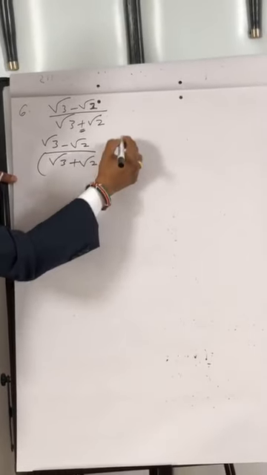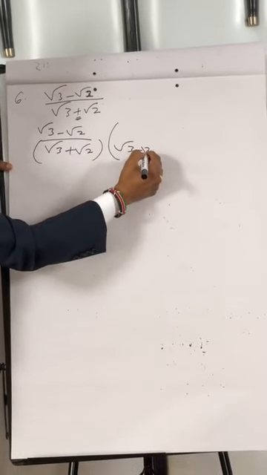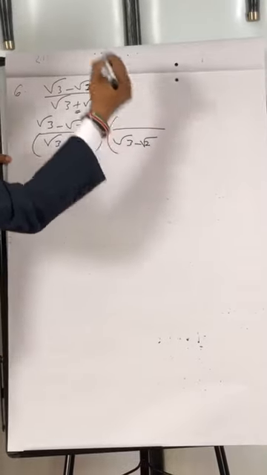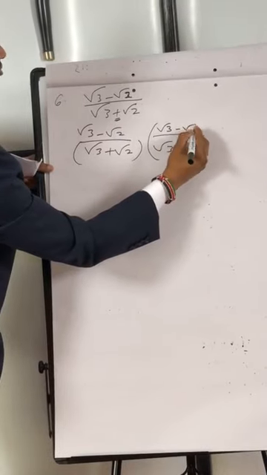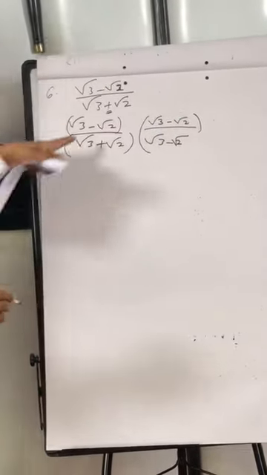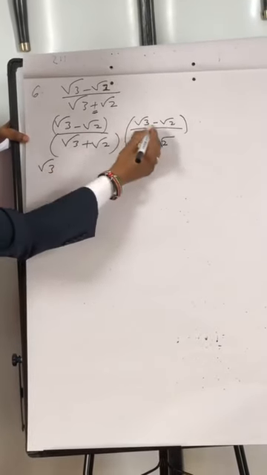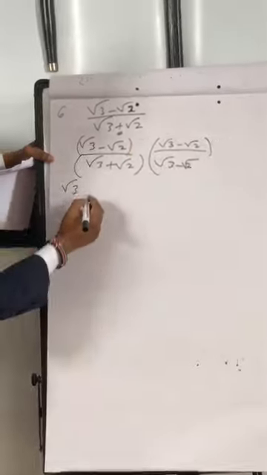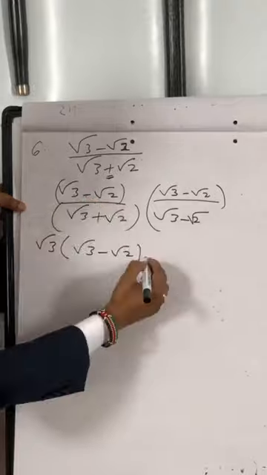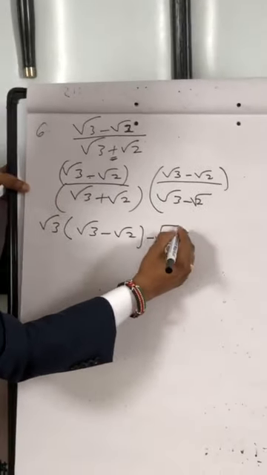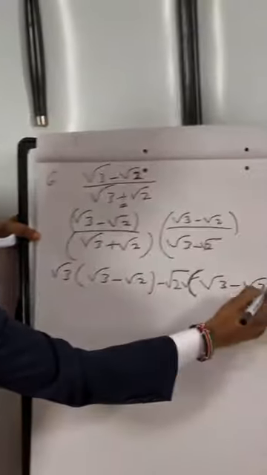But you multiply by the conjugate, which is root 3 minus root 2, both the denominator and the numerator. So the numerator is also multiplied by root 3 minus root 2. Then you expand. We have root 3 times what's on the other side of the bracket, root 3 minus root 2, then again minus root 2 into root 3 minus root 2.